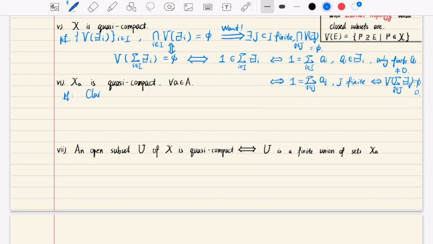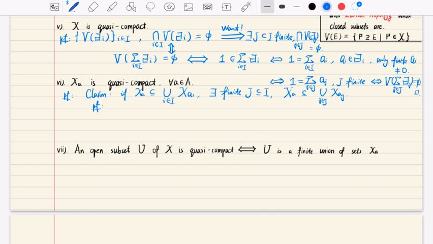We first claim if XA is covered by a family of basic open sets, then we have a finite family such that XA is already covered by them. And how can we prove this claim?